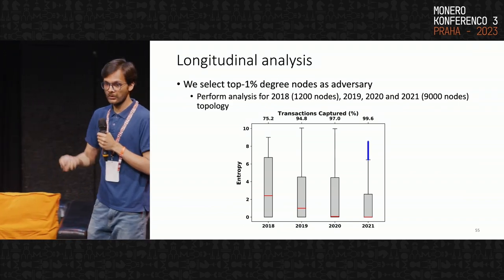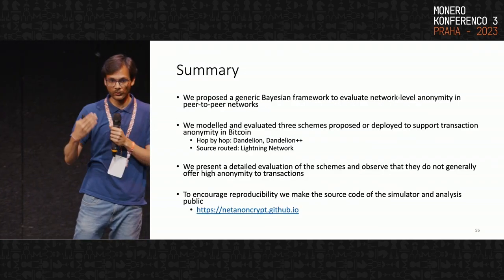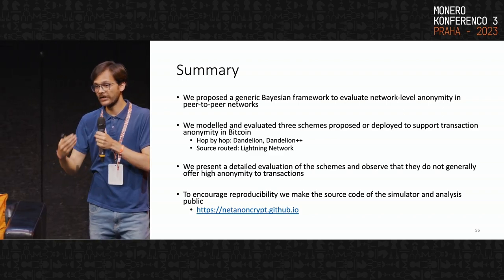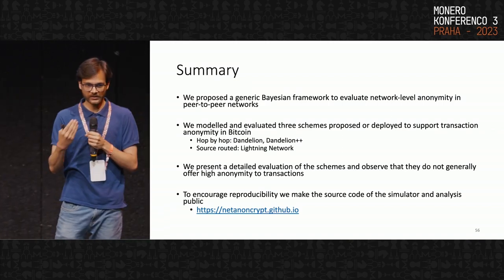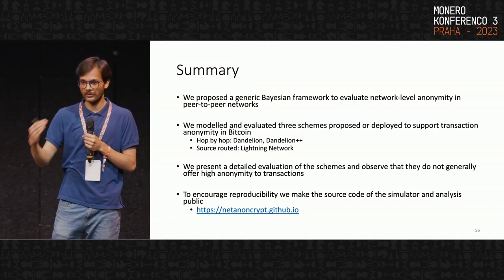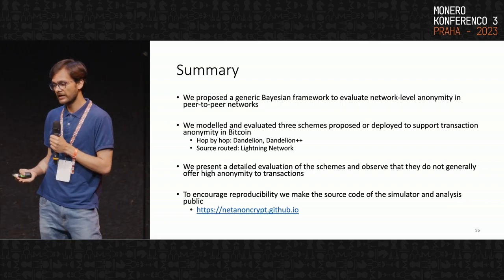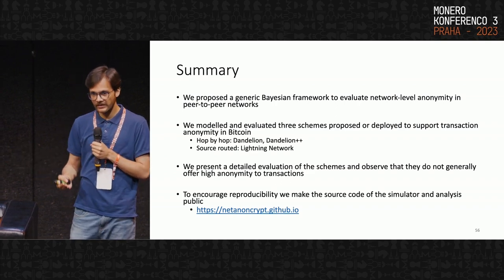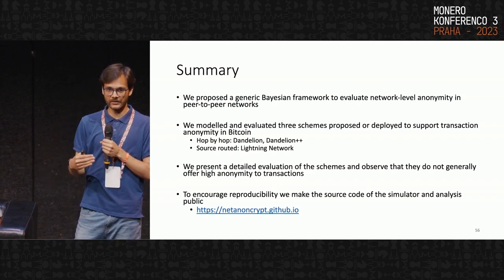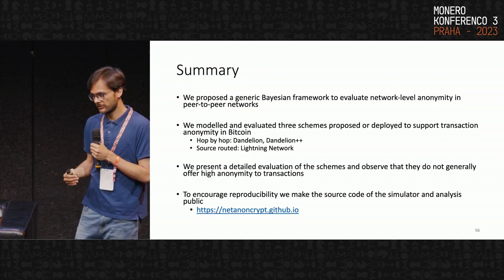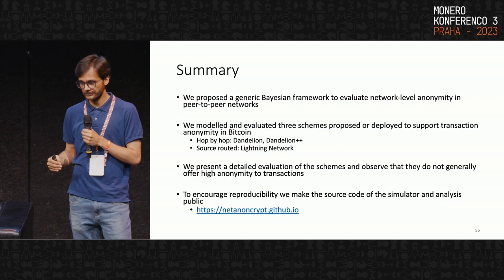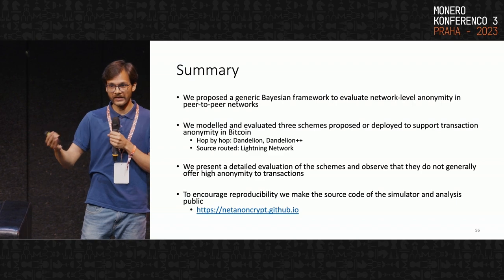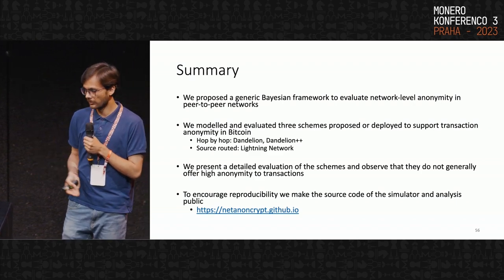So this was all about the analysis. Now to summarize what you can take away from this talk. Essentially, there was no way for us to measure and compare the different network-level routing anonymity schemes that are there in the literature. So for that, we developed a framework using Bayesian probabilities. We applied that framework to two existing routing schemes, hop by hop and source routing. For that, we have Dandelion and Lightning. And we performed an analysis and observed that most of these schemes do not provide very high anonymity to the transactions or to the users.